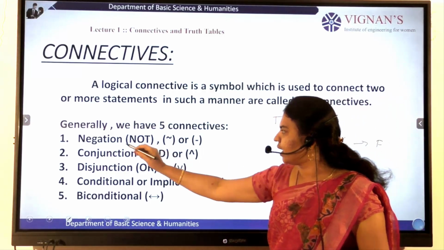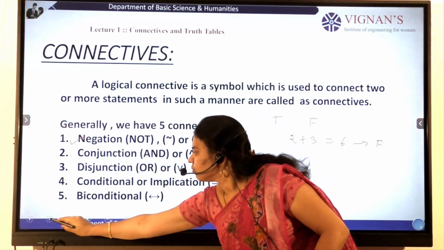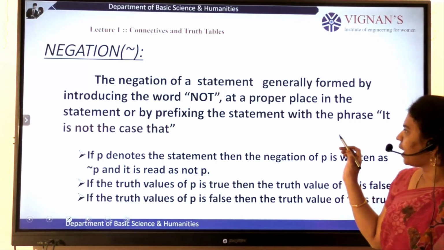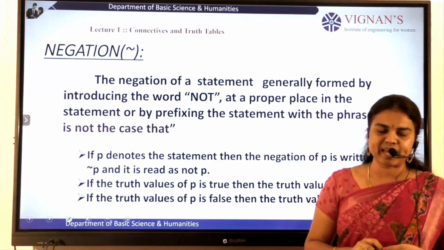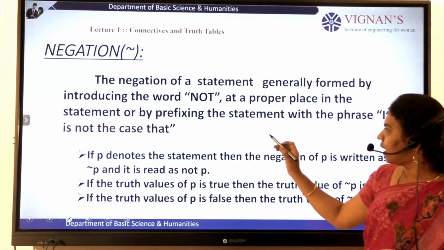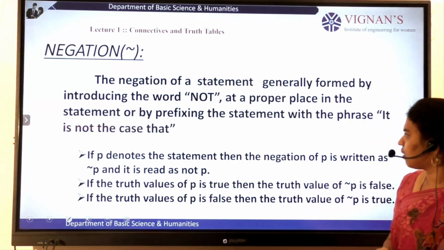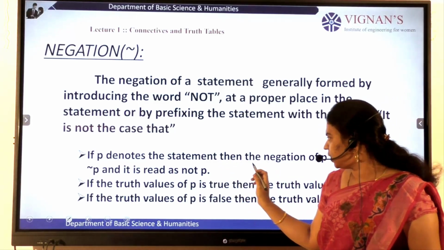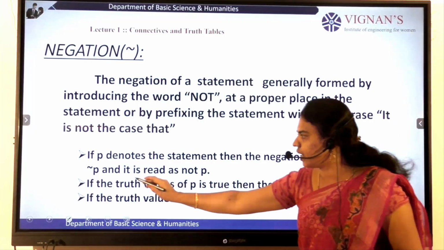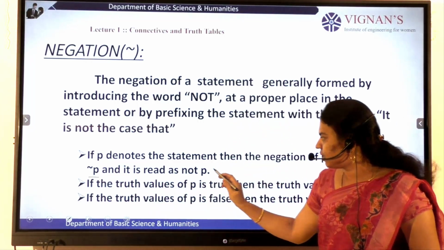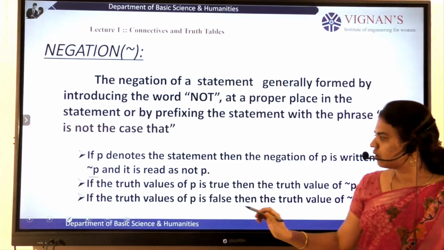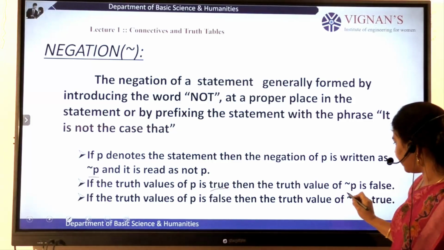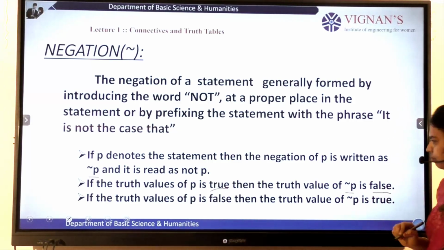Coming to the negation, a negation is a statement generally formed by introducing the word not at a proper place in the statement, or by prefixing the statement with the phrase it is not the case that. So if P denotes the statement, then the negation of P can be written as ¬P and it is read as not P. If the truth value for P is true, then the truth value for ¬P is false.